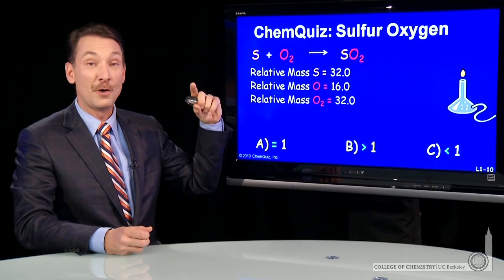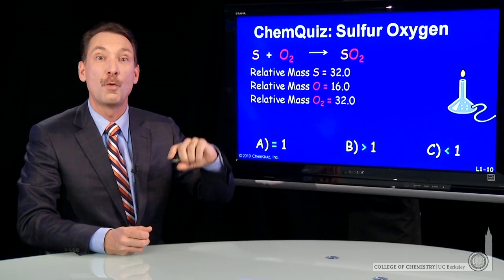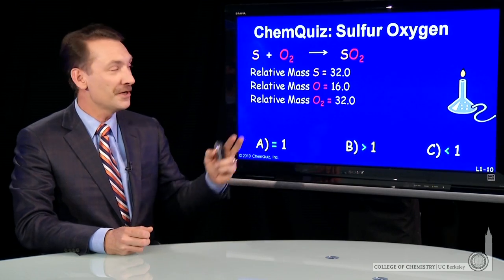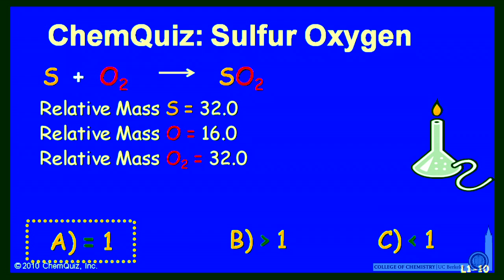But a 30th of a mole of sulfur atoms and a 30th of a mole of oxygen molecules would react 1 to 1. So the correct answer here, because the relative masses are the same, is the same mass is required to react 1 to 1 to form sulfur dioxide.